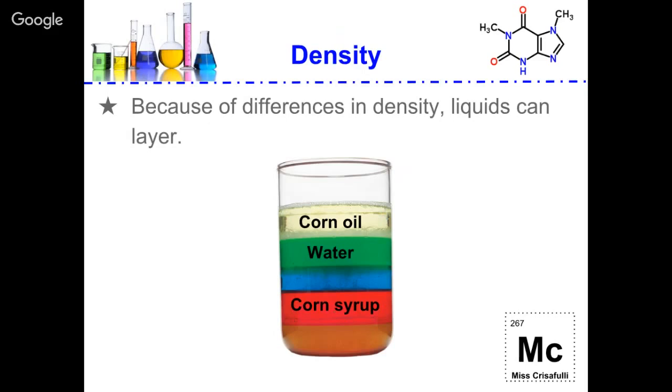Because of different densities, though, certain things can happen. For example, liquids can layer. If we were to layer these things, corn oil is less dense than water, so it's going to float on top of water. Corn syrup is very dense, so it's going to be on the bottom, and then we will be able to create what we call a density column, and these things can layer.